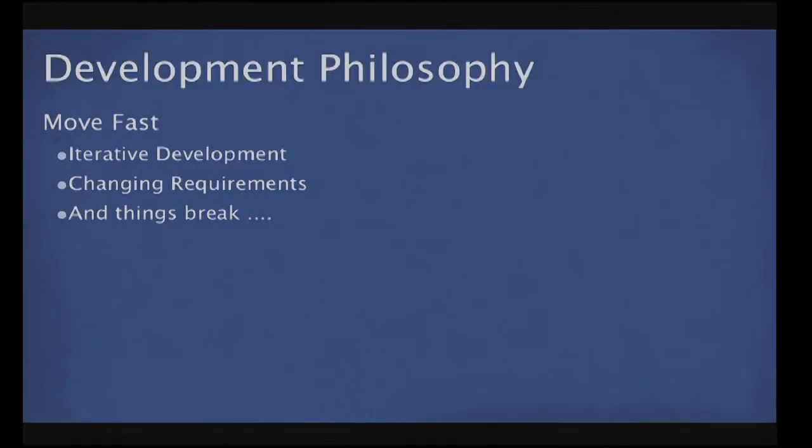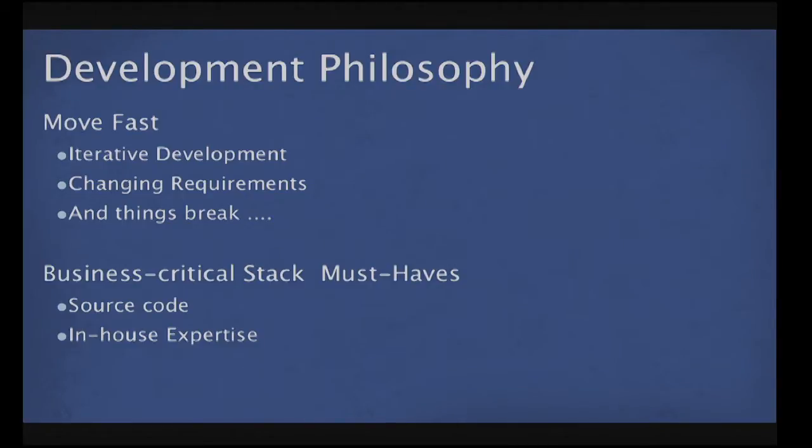Just to give a sense of what our development philosophy is, it's move fast. And what is move fast? It's iterative development. You know upfront that you don't know all the requirements, so the requirements do keep changing. And things do keep breaking. We're constantly pushing the systems to the limit of what they're capable of doing. So what that means is when we look at a software stack, the must-haves are that we have to have access to the source code, and we have to have deep in-house expertise in these systems. Once you think about that, the traditional off-the-shelf, commercial, proprietary, closed source systems are basically a no-go. It's not going to get off the ground because of these requirements.